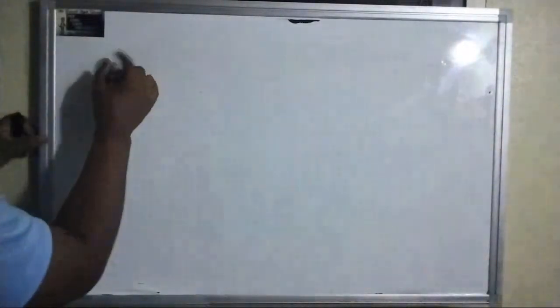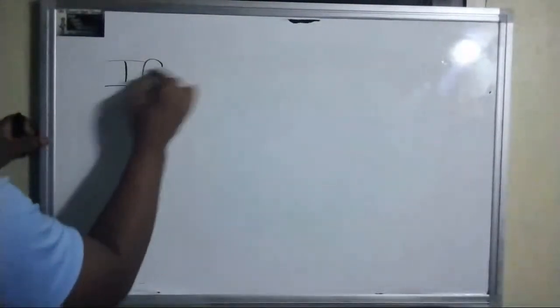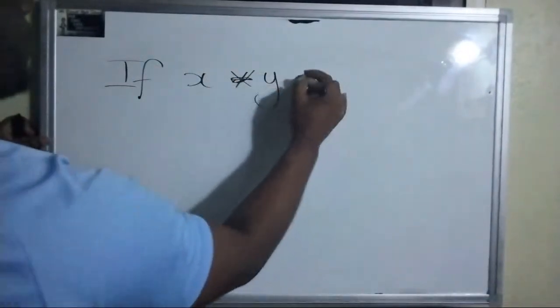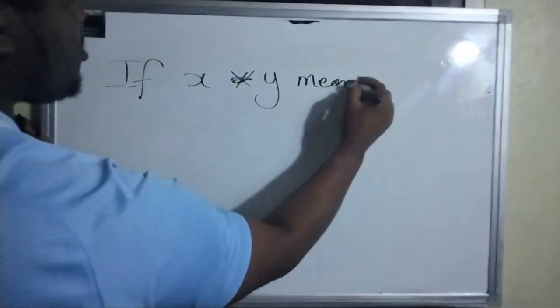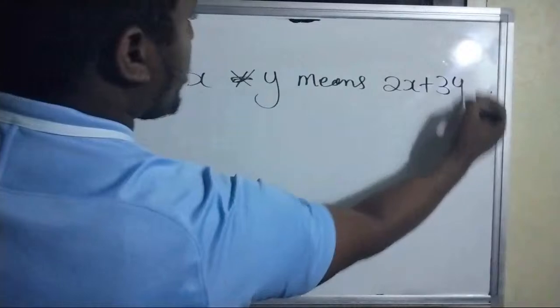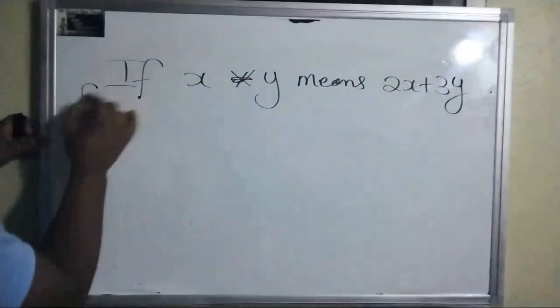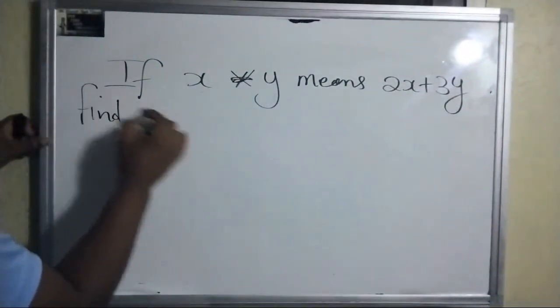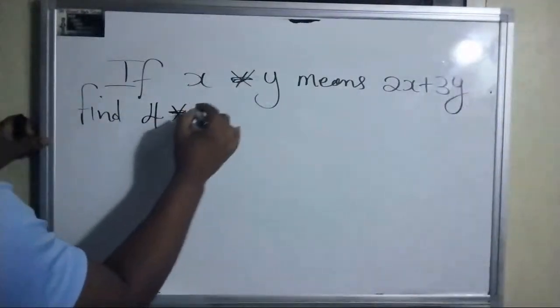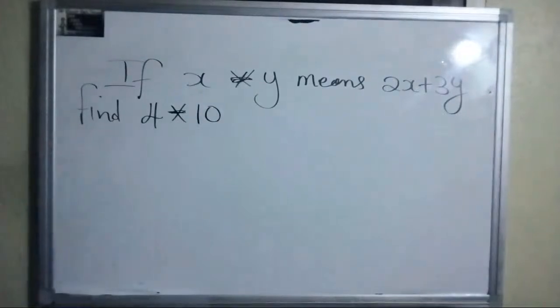Alright, so new rule, guys. It reads: if x asterisk y means 2x plus 3y, find 4 asterisk, let us say 10. Who can be the first to get that? Who on the live can be the first?